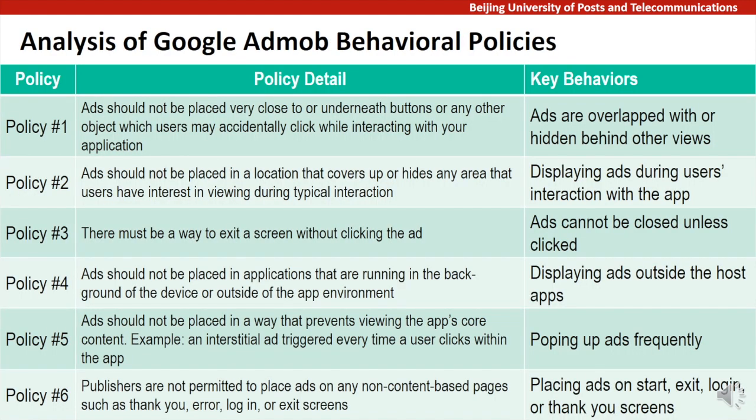In this paper, we only focused on behavioral policies of Google Admob. So we first summarize the behavioral policies of Admob into 6 categories. The first policy is about ad placement. The ad view should not be overlapped with or hidden behind other views. The second policy is about the interaction behavior. The ads should not be placed in a location that covers up or hides any area that users have interest in viewing during typical interaction.